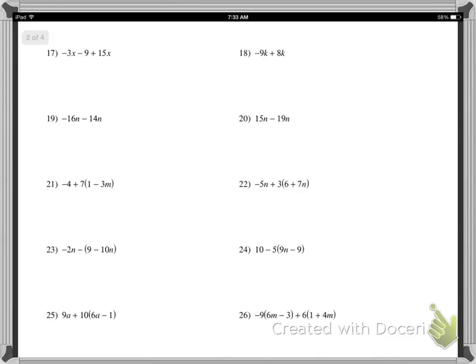Hopefully, by the time you come to me, you have done the distributive property. If not, fear not. We'll just take it right now. Take a look at the distributive property. So look at number 21, and let me get rid of all that extra stuff. You're like, whoa, you can't do that. Sure I can. I am in control here.